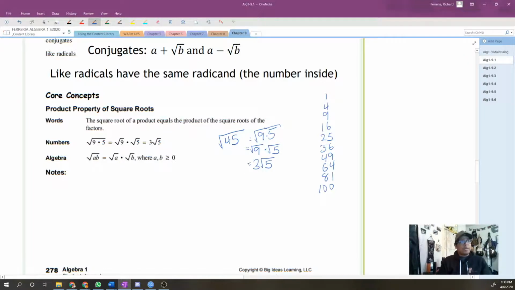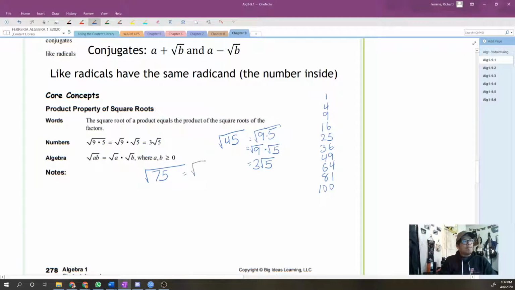We can do another one if you like, square root of 75. So let's see, of the numbers on my perfect square list, which I highly recommend you write down, what is the biggest number here that goes into 75? Well, either grab your calculator and divide. 64, no, doesn't divide evenly. 49, no. 36, no. 25, yes.